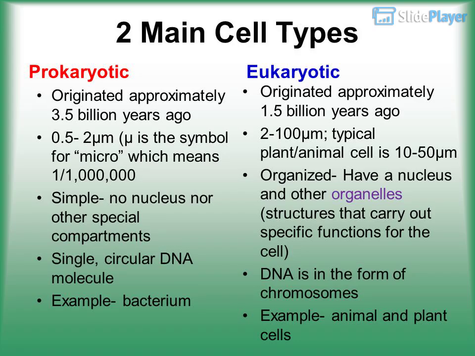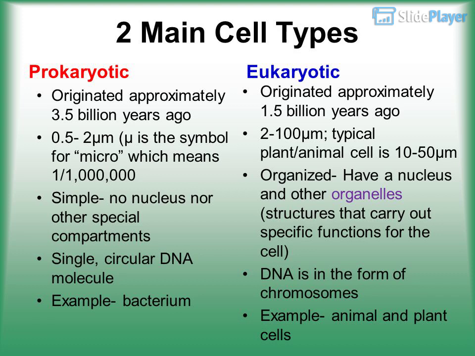Two main cell types: prokaryotic and eukaryotic. Eukaryotic cells originated approximately 1.5 billion years ago. They are 2 to 100 micrometers, and a typical plant or animal cell is 10 to 50 micrometers. They are organized, with a nucleus and other organelles, structures that carry out specific functions for the cell.